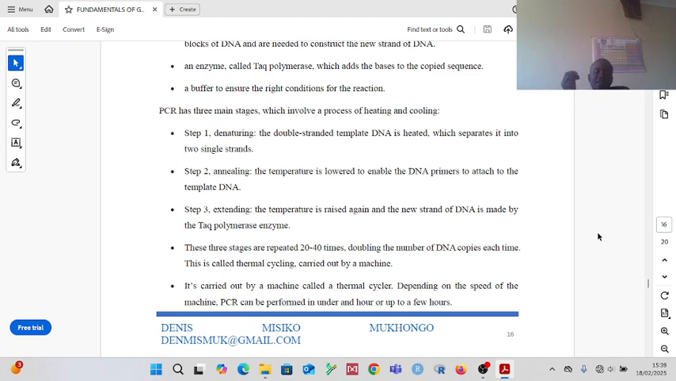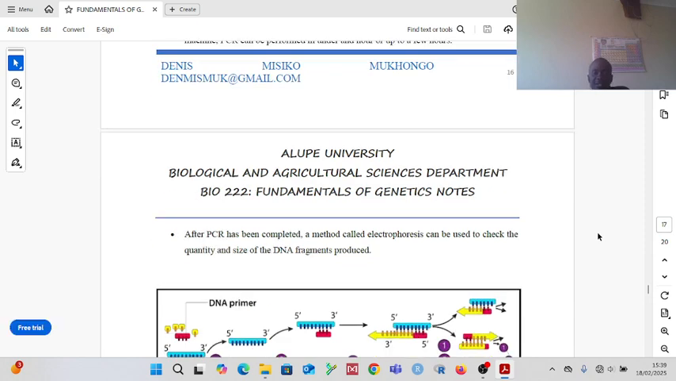PCR is carried out by a machine that we call a thermocycler. It's called a thermocycler. And the PCR process can be undertaken in about 1 hour, depending on the length and characteristics of the DNA region that you want to amplify. That is what determines how long it takes and how many copies you want. So the longer it takes, the more copies you get.